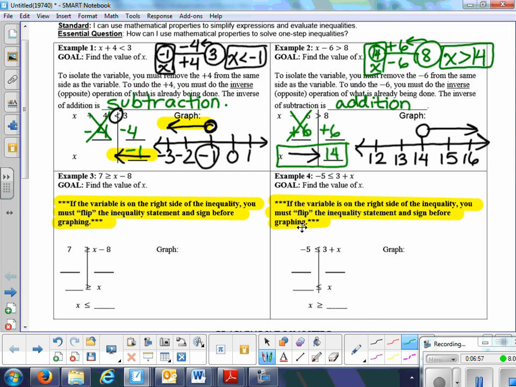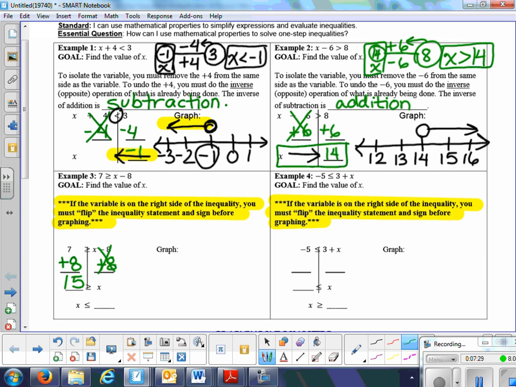Okay? So if you look at this particular inequality, you will see that in fact our variable is on the right side of our inequality. We're going to go ahead and solve it first, and then we can flip it. So I have x minus 8 on the right side. I'm going to add a positive 8 to both sides of that inequality. I'm going to cross out the minus 8 and the plus 8 because they equal 0. And then 7 plus 8 will give me 15. I need to flip that so that I can graph it correctly.